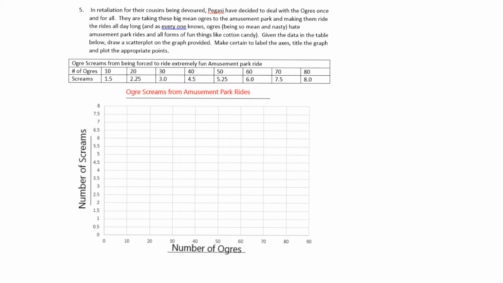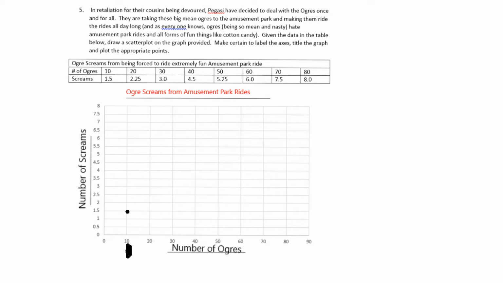Awesome. Now that we have all those titles, my next step is to actually start putting in the values. So I'm going to go over here to number of ogres, 10. And it works just like a coordinate plane, really. When the number of ogres is 10, which is my input, my output is 1.5 screams. So I'm just going to put that right here on the line. Now, that's not exactly perfect. It's hard to get perfect on this tablet, but you would want that to be exactly where 10 and 1.5 intersect.